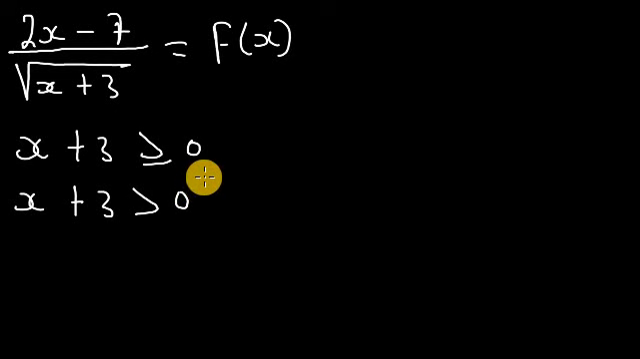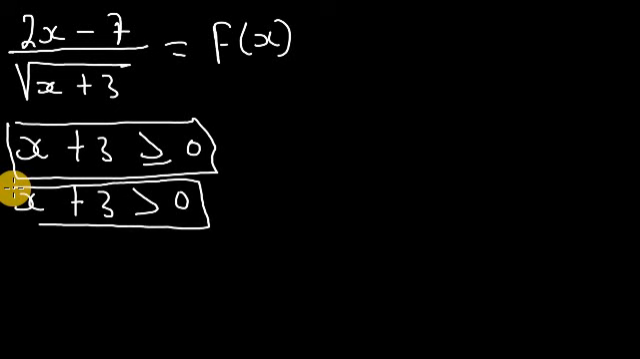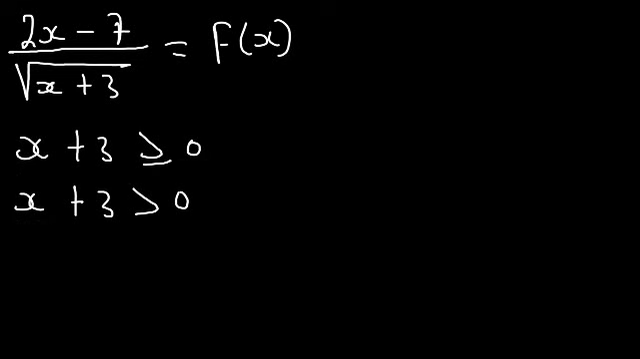This is very important. When you have a square root standing alone, then it must be set to be greater than or equal to 0. But when that square root is serving as the denominator of a particular function, then it must be greater than 0 only. It must not be equal to 0. Otherwise, it's going to be an undefined function. So that is the reason why we just need to set it to be greater than 0 only.